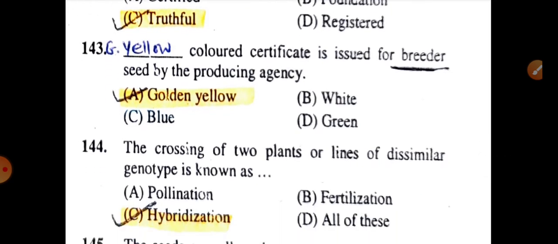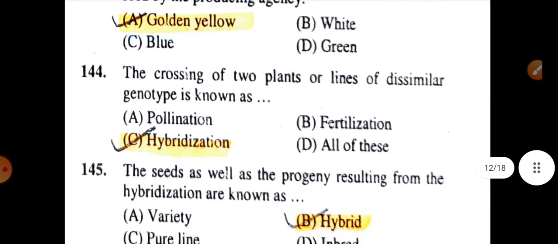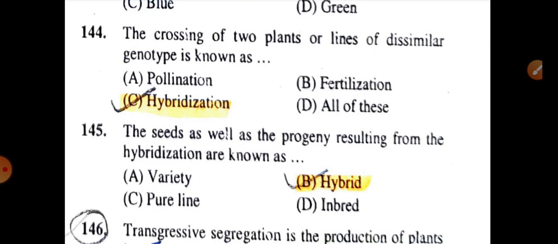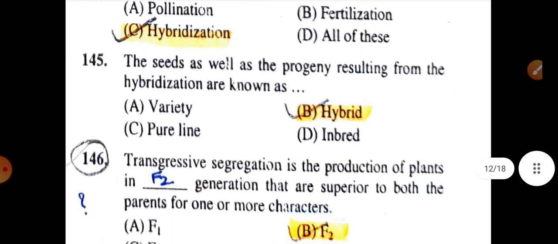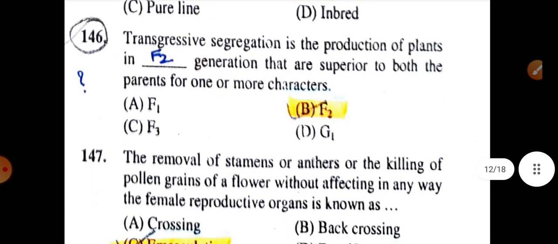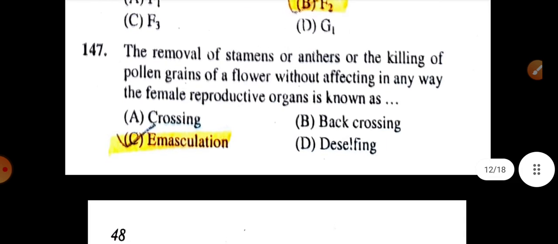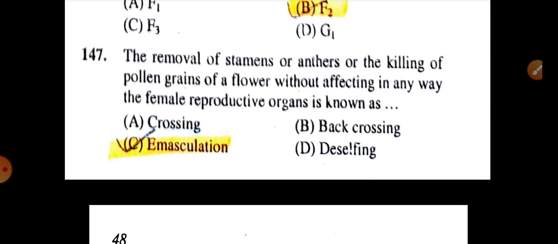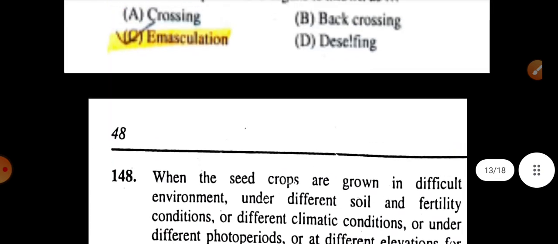A golden yellow color certificate is issued for breeder seed by the producing agency. The crossing of two plants or lines of dissimilar genotype is hybridization. The seed as well as the progeny resulting from hybridization is hybrid seed. Transgressive segregation is the production of plants in the F2 generation that are superior to both parents in one or more characters. The removal of stamens or anthers or killing of pollen grains of a flower without affecting in any way the female reproductive organ is known as emasculation.